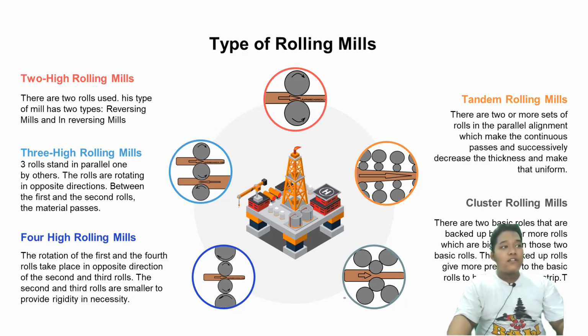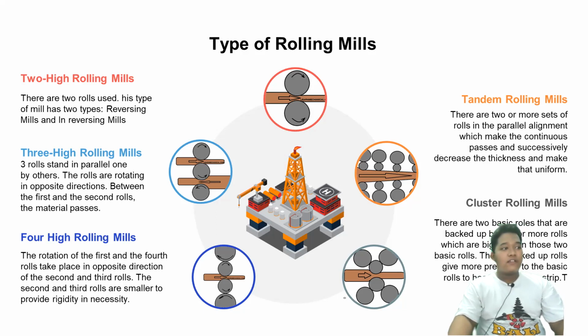The second one is the three high rolling mill. This is a rolling process that uses three rollers stacked parallel. The rollers rotate in opposite directions between the first and the second roller. As shown in the picture, it is number 2 in the middle, but on the left.